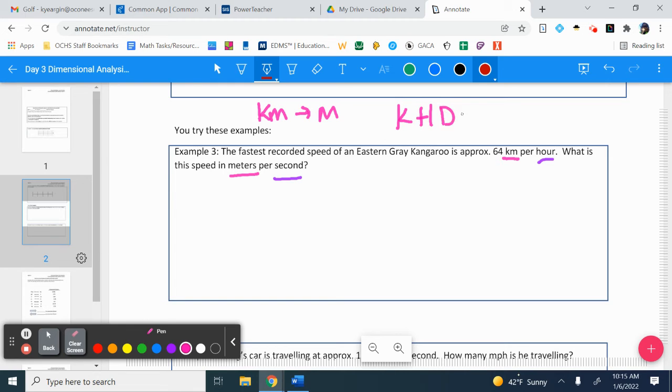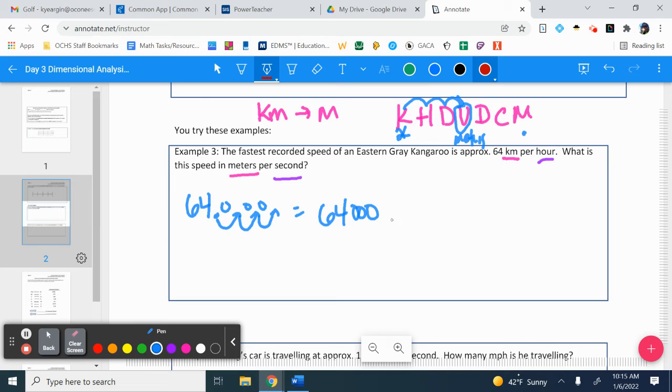So King Henry died unexpectedly drinking chocolate milk. I'm starting here at kilometers. I'm going down here to meters right here. Not millimeters, but meters. So I'm moving my decimal 1, 2, 3 times to the right. So if I start with 64 kilometers, and I move my decimal 1, 2, 3 times to the right, I am left with 64,000 meters. Okay. That's the first part.